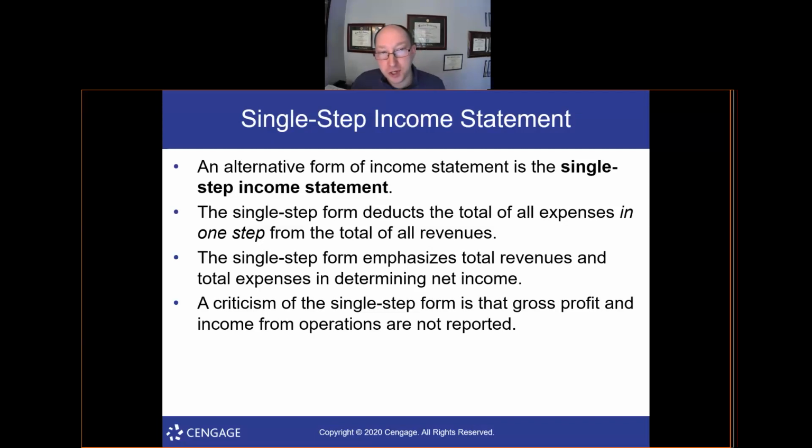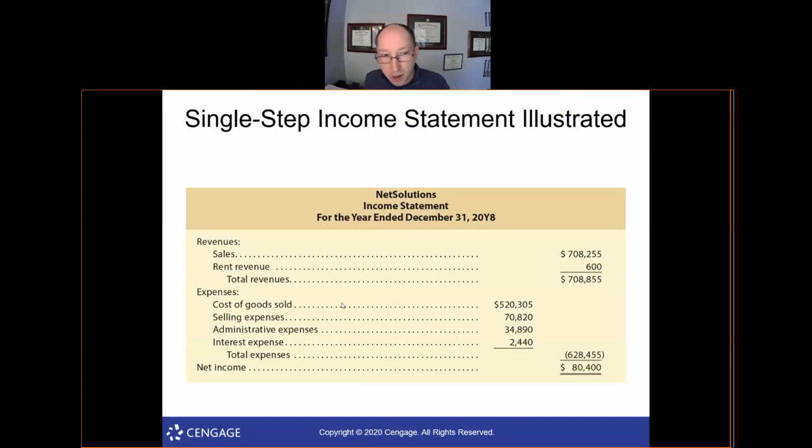So we talked about the multi-step income statement, which is sales minus cost of goods sold equals operating profit, minus operating expenses equals operating income, minus other equals net income. That's multi-step, there's multiple steps. We also have what's called a single-step income statement. This just summarizes the total expenses on one line and the total revenue on one line. Kind of makes it easier to read, right?